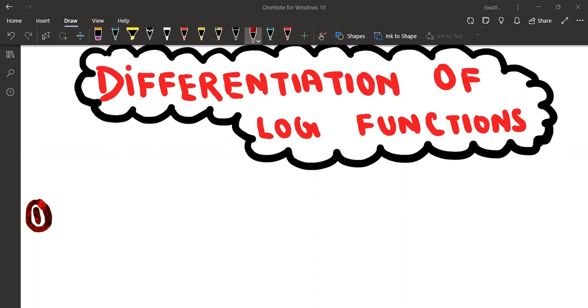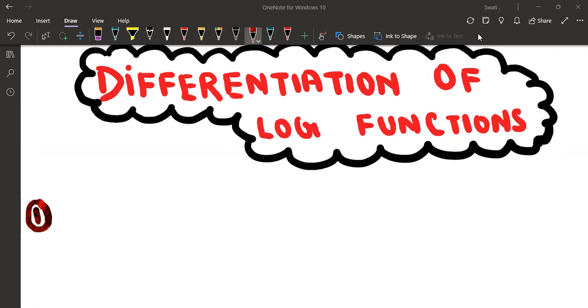In this particular video, we are going to talk about the differentiation of log functions. So I'm going to take all those functions where somewhere or somehow the log will be involved. So yes, this particular video is about differentiation where I'm only going to deal with log functions. So let us directly start with the first question.